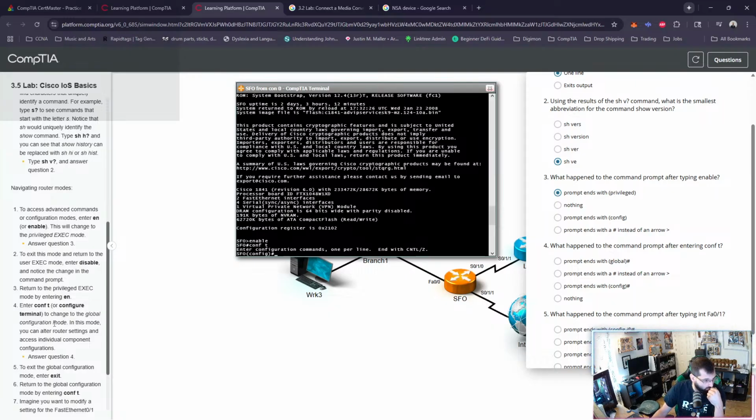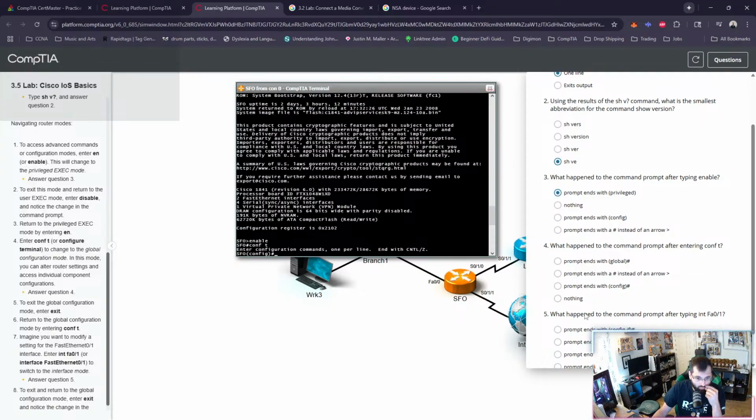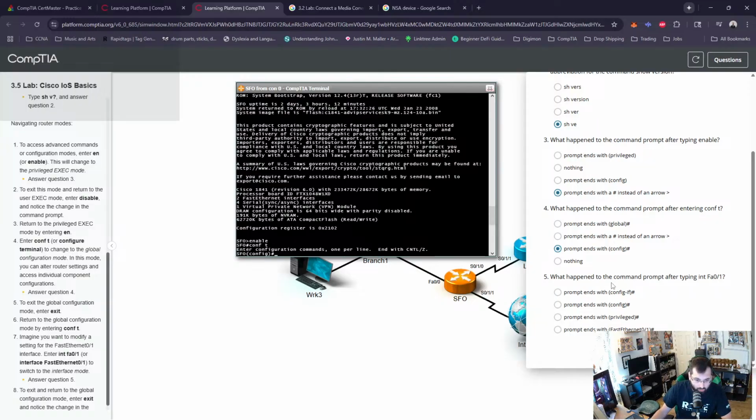To change it to global config mode. In this mode, you can alter router settings and access individual components. Answer question 4. What happens to the command prompt after entering FA0/1? That should, yeah, be Fast Ethernet.